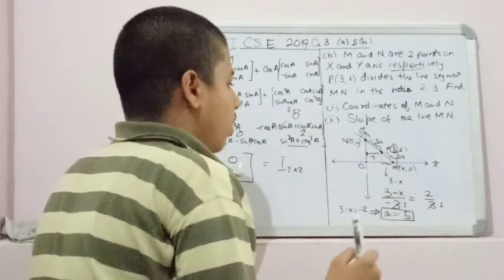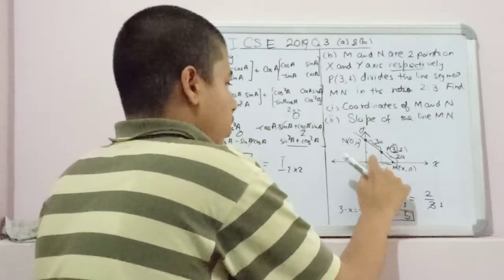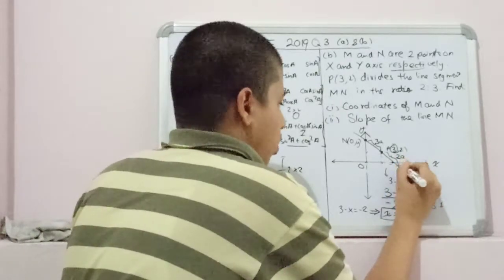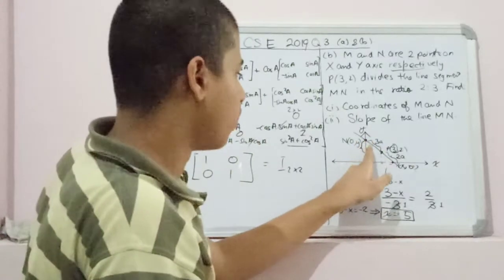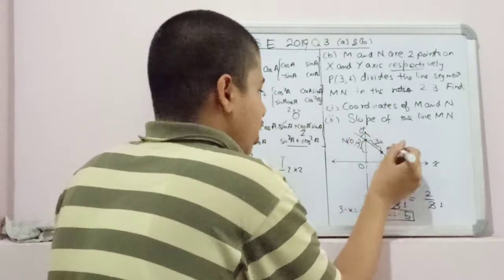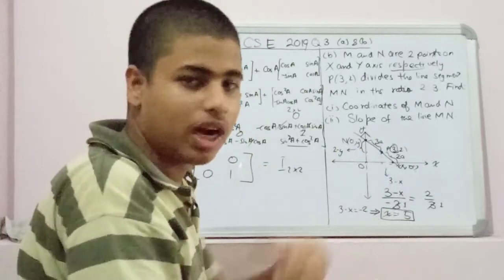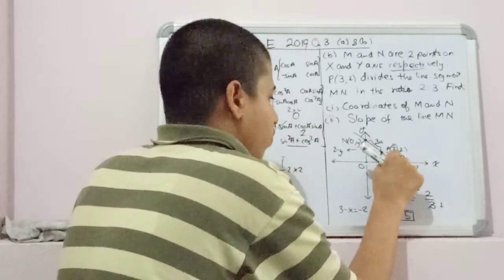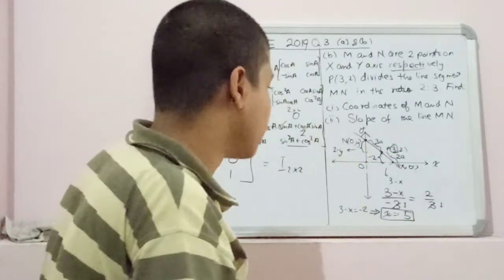What about the y-coordinate? We'll use the same exact logic. This is M, (x, 0). What is this one? Let's say you are going from N to P. Final minus initial, 2 minus y, that's the amount you move along the y-axis. And this one, final minus initial, 0 minus 2, that's -2. That's how much you move along the y-axis.